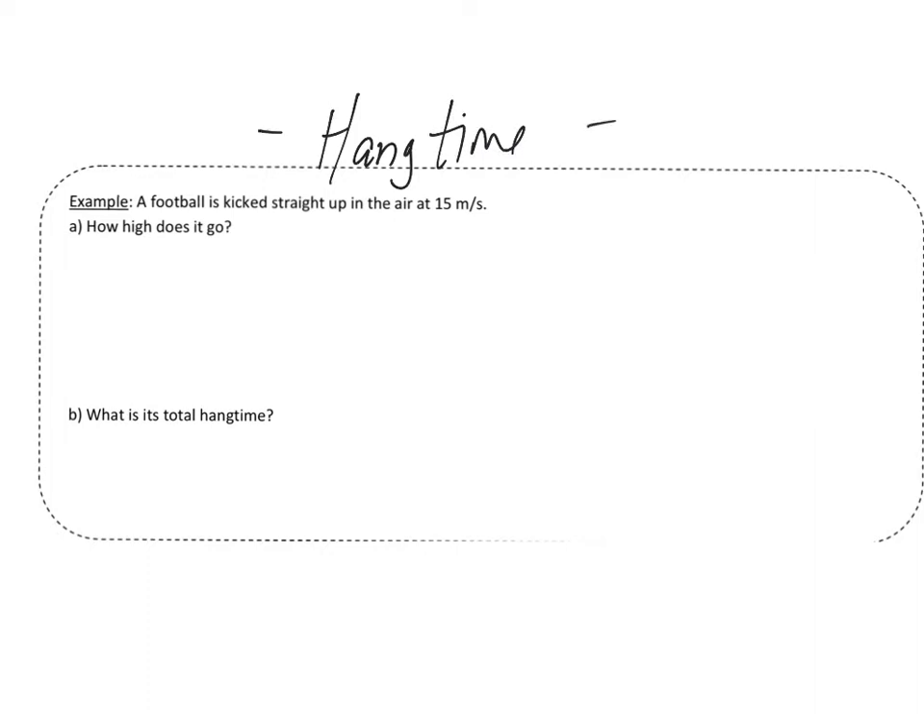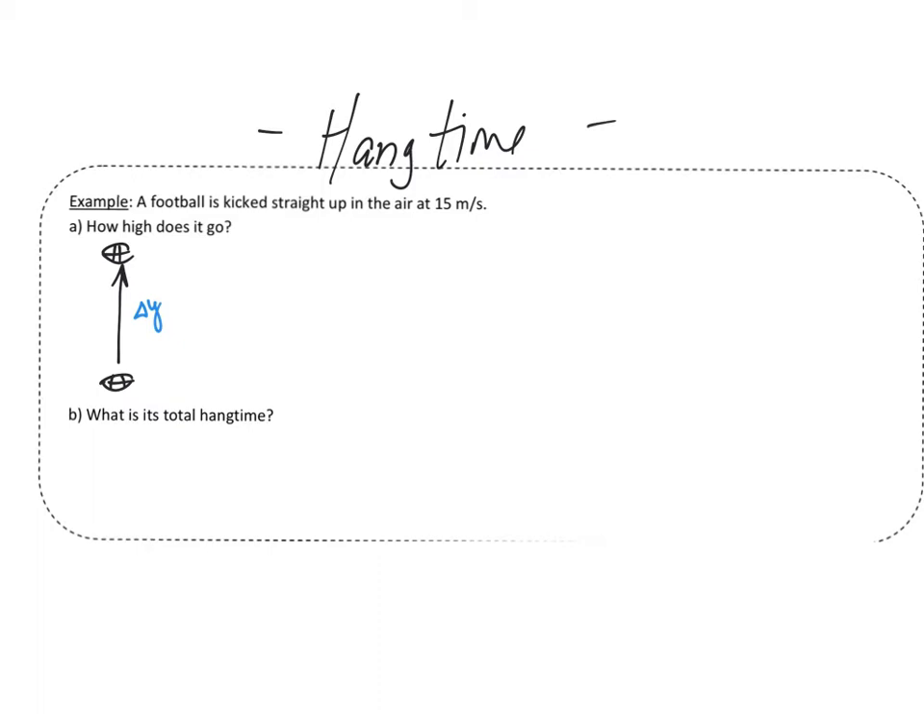All right, so let's take a look at what a picture of this might be. Okay, I don't know what kind of ball I'm drawing, but there you go. So it goes straight up. Now, because it is vertical, we don't call it delta x, we call it delta y. And for the first question, how high does it go? That's what we're looking at. It says a football is kicked straight up in the air at 15 meters per second. We want to know how high does it go.